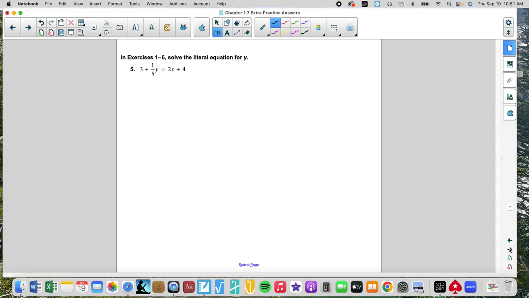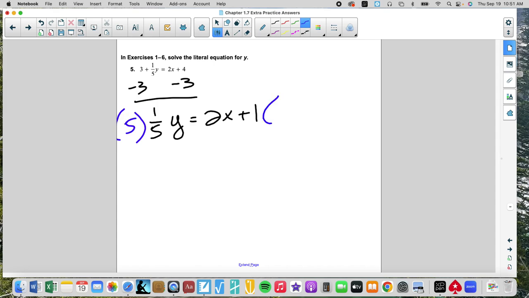Solve it literally. My y is already there, so I'm going to get rid of that 3 by subtracting 3. I get 1/5 y equals 2x plus 1. And now I'm going to multiply by the reciprocal. I'm not going to divide by 1/5, I'm going to multiply by its reciprocal. And I need to multiply both things by 5. That's the tricky part of this.